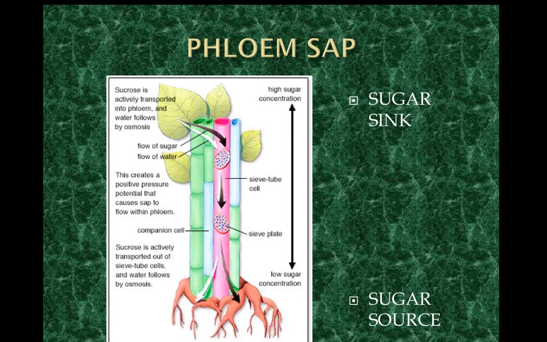The sugar source could be the site of photosynthesis or where starch is being broken down. The sugar sink is the place where the sugar is stored or used. The sugar sink can be the growing roots, the stems, or the fruit. For example, a potato is a sugar sink in the summer and a sugar source in the spring.